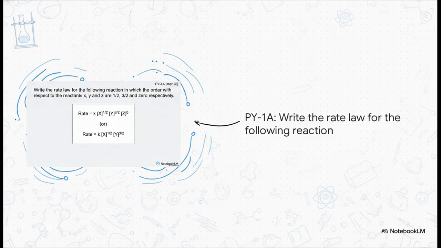It's PY1A, marked for March 26. The prompt says, write the rate law for the following reaction in which the order with respect to the reactants X, Y, and Z are 1/2, 3/2, and 0 respectively. You can write this in 2 valid ways. Answer 1, rate equals K, [X] to the power of 1/2, [Y] to the power of 3/2, [Z] to the power of 0. Or, because anything to the power of 0 is 1, you can write the second answer. Rate equals K, [X] to the power of 1/2, [Y] to the power of 3/2. Both of these are perfectly acceptable.